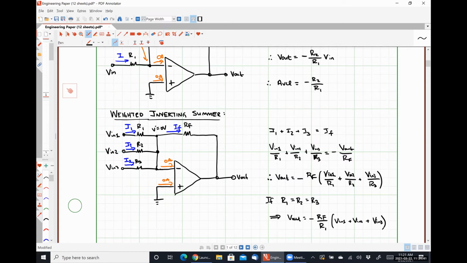So this guy is a little bit more tricky than our last example. I'm trying to decide if I want to look at a non-inverting summer. We can look at one, but they don't really have a whole heck of a lot of use.